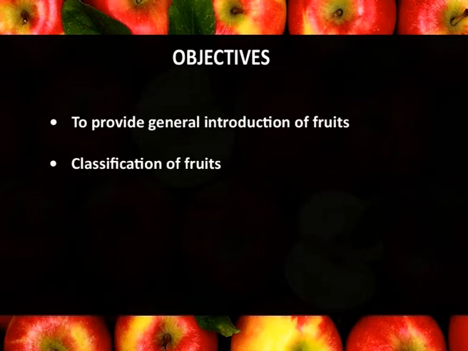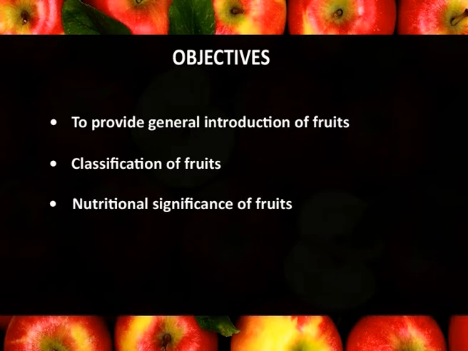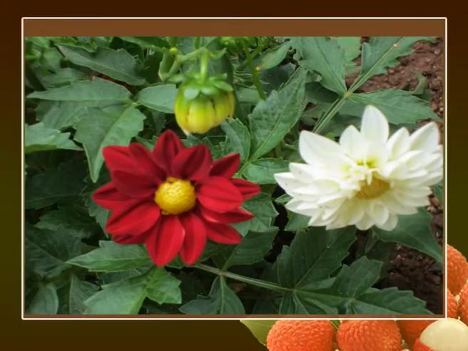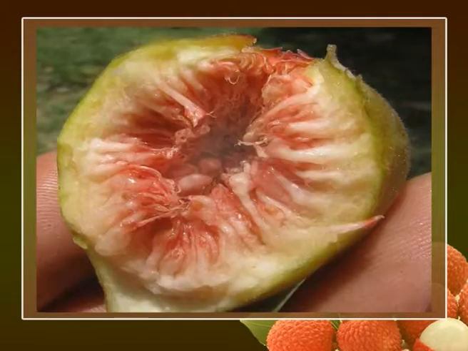The main objectives include the general introduction of fruits, to acquaint students about classification of fruits, to acquaint students about nutritional significance of fruits. Fruit is a part of a flowering plant that derives from specific tissues of the flower, one or more ovaries, and in some cases accessory tissues.